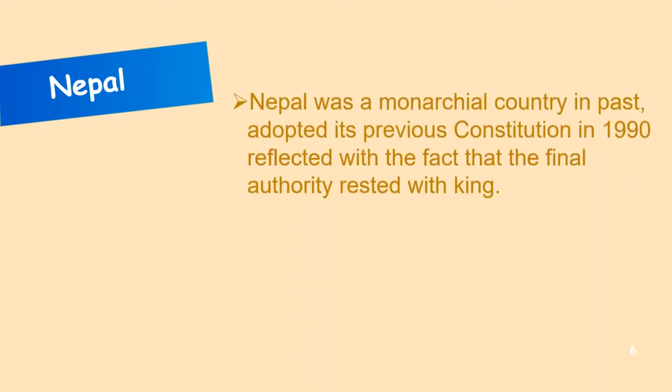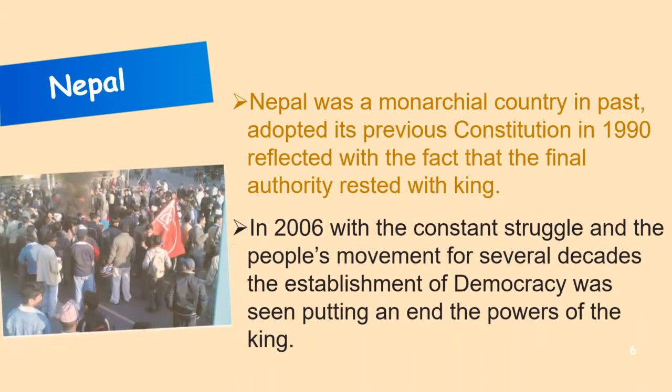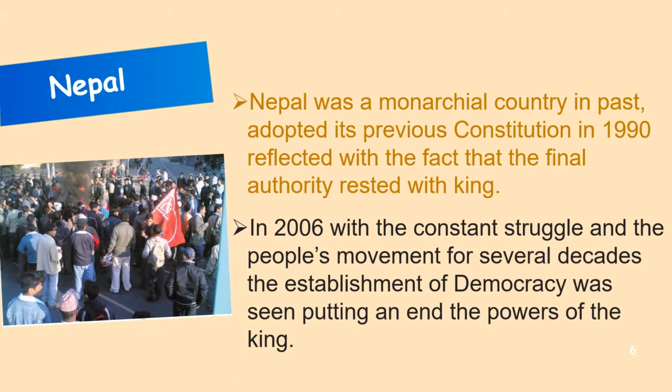Let us take an example of Nepal. I hope you remember that Nepal was a monarchical country in the past, and they adopted their previous constitution in 1990, which reflected the fact that the king would have the major authority, or the final decision making power would be in the hands of the king. In 2006, with constant struggle and a people's movement for several decades, the power of the king came to an end and democracy was acknowledged.